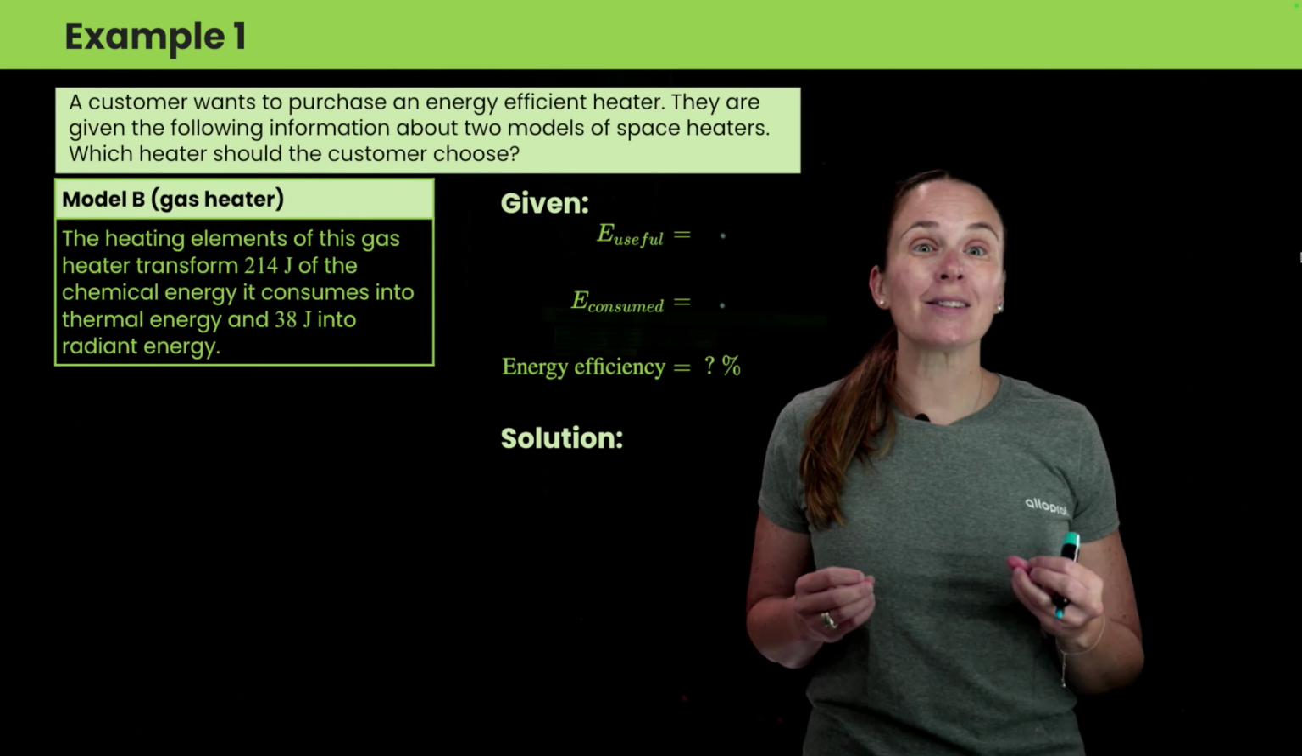So the final answer to this question is the customer should choose Model B because it has a higher energy efficiency than Model A, right? 85 is more than 83. Let's jump into a second example.